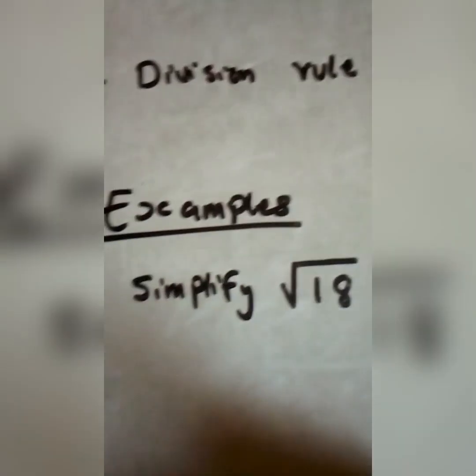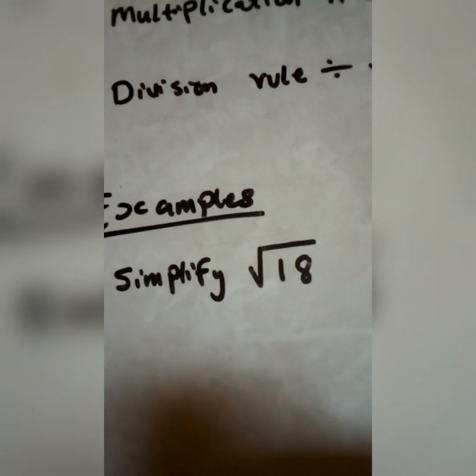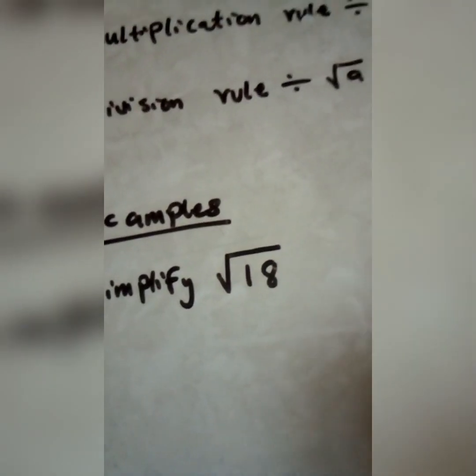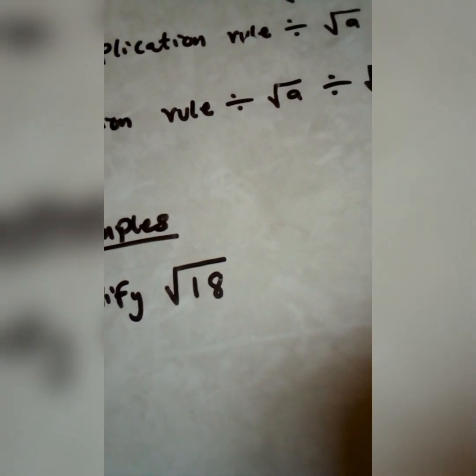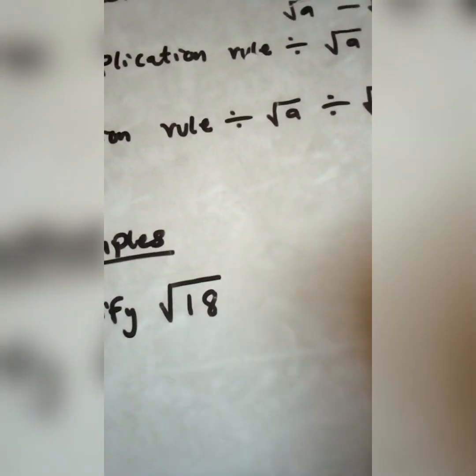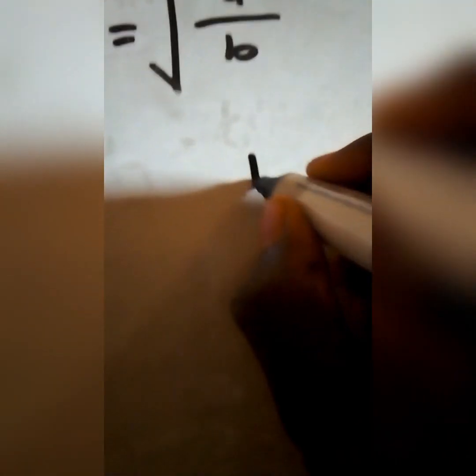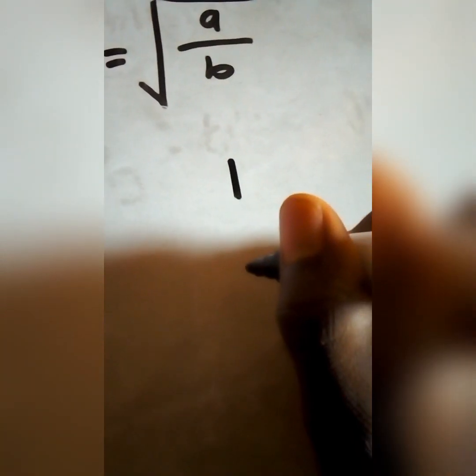Don't forget, we have one example before us: simplify root 18. Now how do we simplify it? I want to share a tip with you on how to get the simplified form of a surd. What you do first of all is write out perfect squares. Perfect squares that we have are 1, because 1 times 1 is 1.